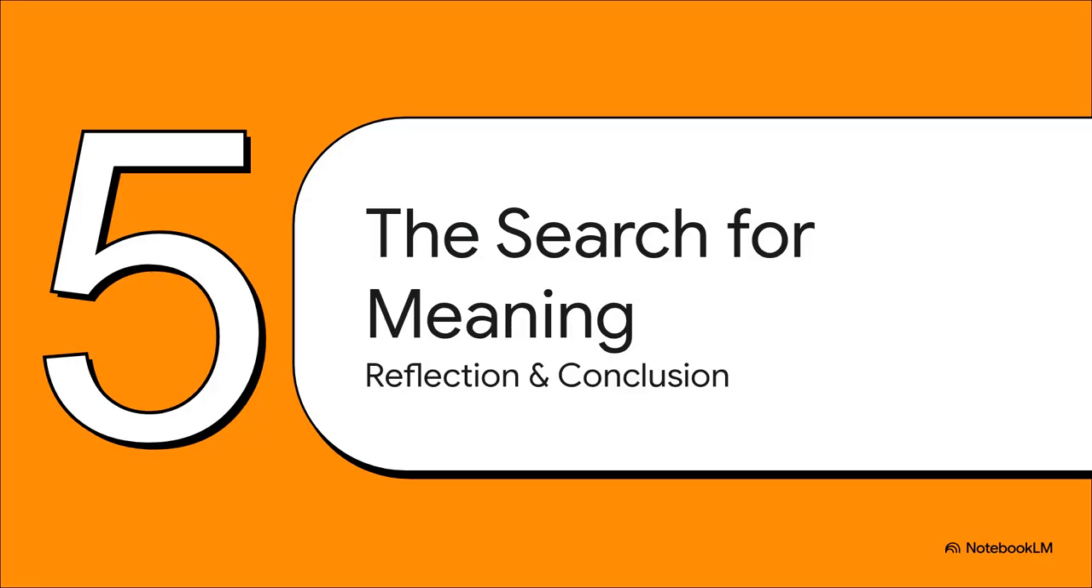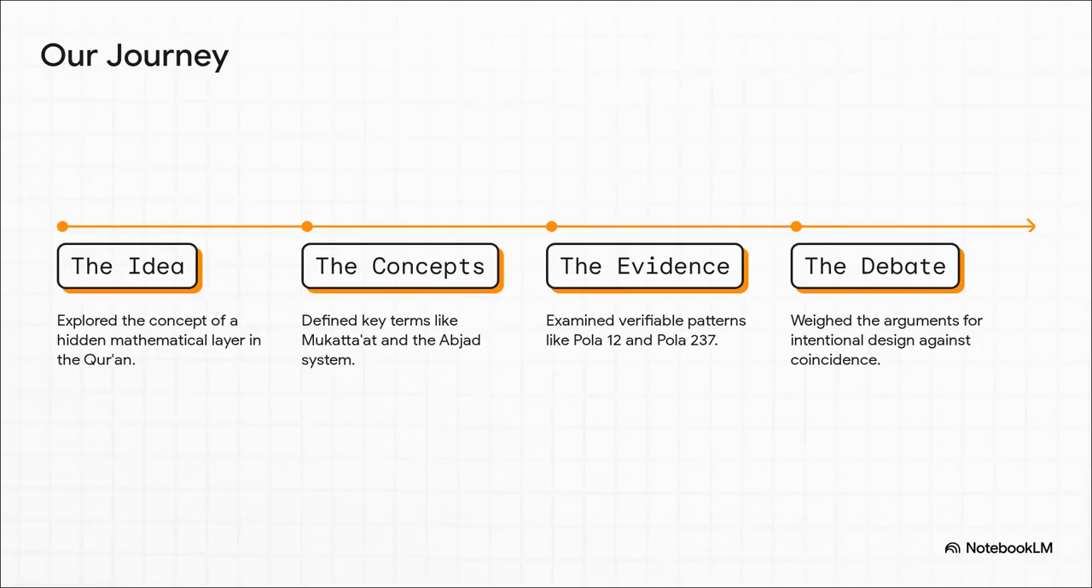So, after this whole journey through numbers, codes, and scripture, where does all of this leave us? Well, let's just quickly recap. We started with this mind-bending idea of a hidden mathematical layer. We got our toolkit ready with concepts like mukata'at. We looked at some real verifiable patterns like Pola 12. And then we stepped back to look at the big debate. Is it all by design, or is it just a massive coincidence?